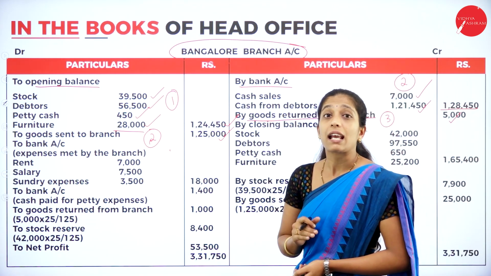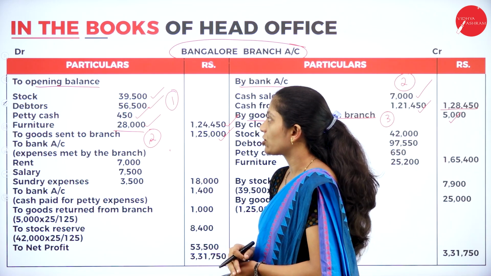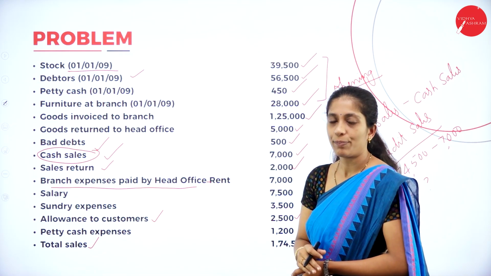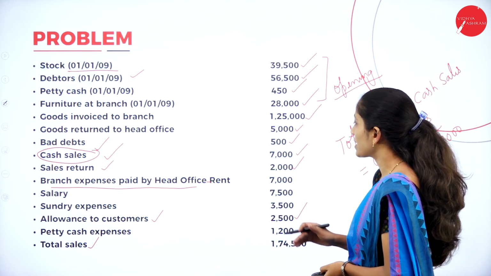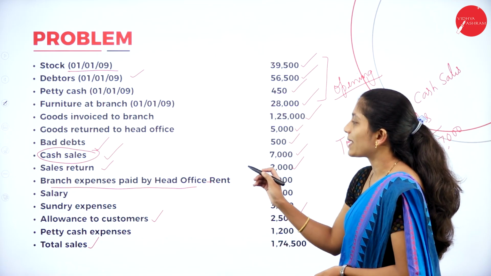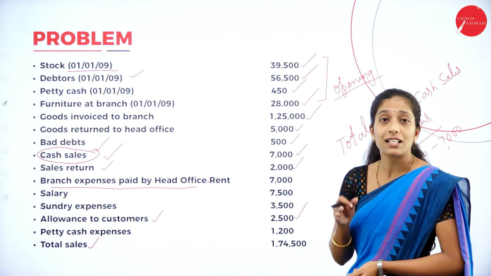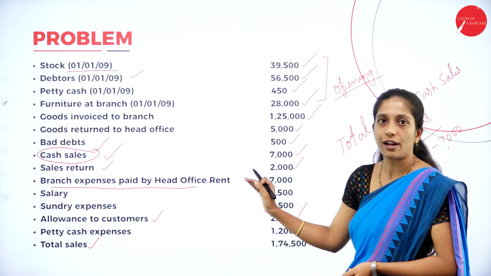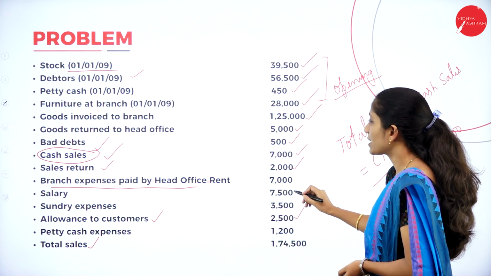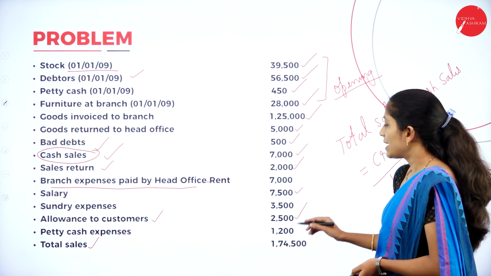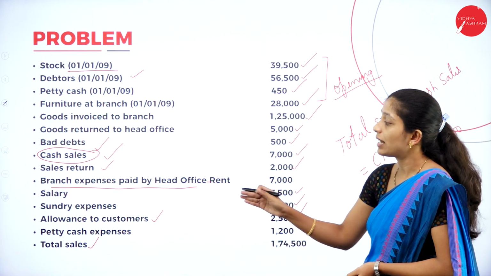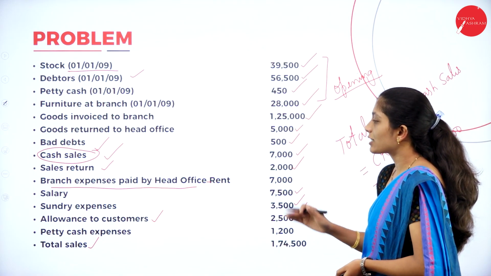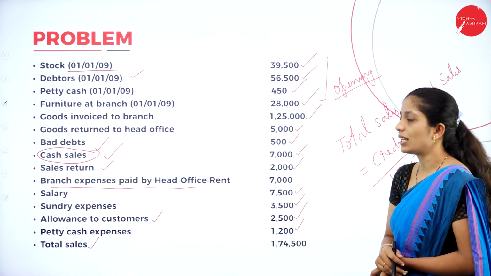Now record the expenses which are met by the branch. So they have given it clearly. So what are the expenses which are met in the branch? They have given branch expenses paid by head office, but it is met by the branch. But all the expenses will be paid by the head office itself. So which are the expenses? Salary 7,500, sundry expenses 3,500, allowance to customer we have already recorded in total debtors account. Next, petty cash expenses 1,200.